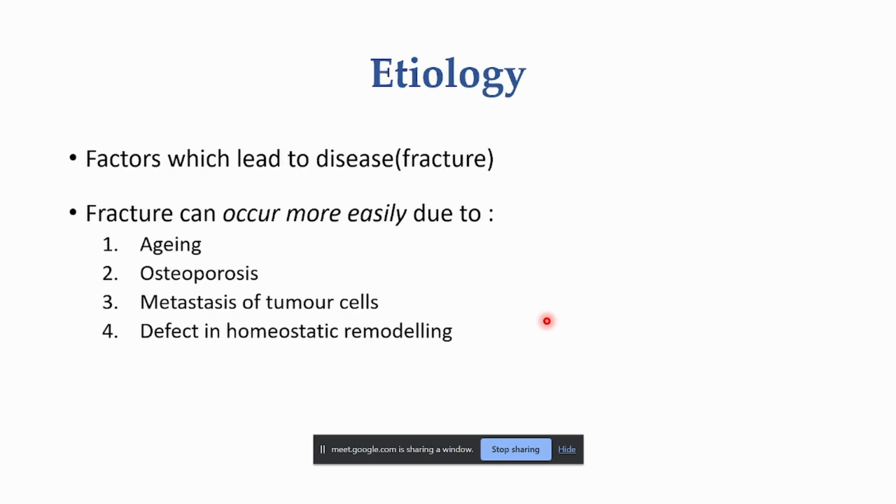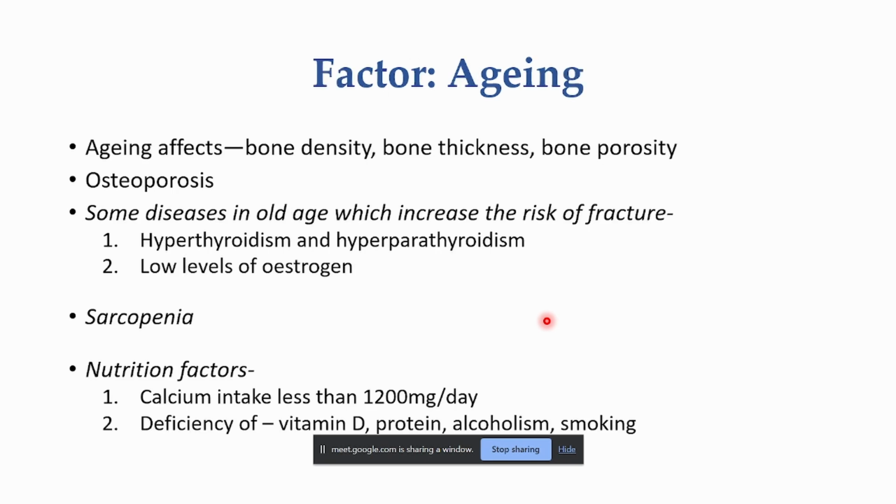Etiology. In our case, etiology deals with the factors which increase the risk of fracture, due to aging, osteoporosis, metastasis of tumor cells into the bone, or defect in homeostatic remodeling of the bone. Aging is the most important factor in old age, and in our case, aging may be the factor for the fracture. Aging affects bone density, bone thickness, and bone porosity, and decreases them, hence weakening the bone.